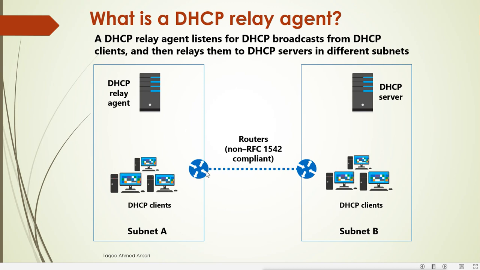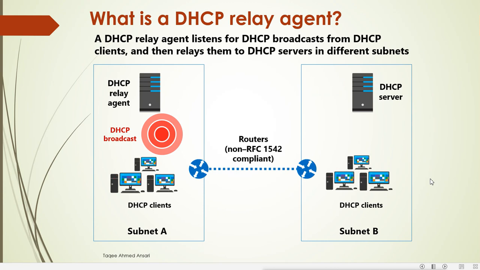So the router which is connecting these two networks will work as a DHCP relay agent. Or we can use our Windows machine also as a relay agent if we configure this machine as a router. So what does this relay agent do? When the clients from subnet A send the broadcast, the broadcast will remain in the client subnet A. So the relay agent will take the broadcast and send it to subnet B as a unicast.